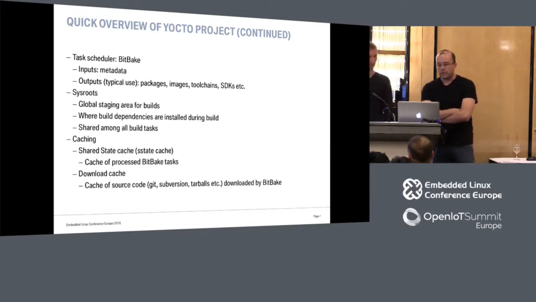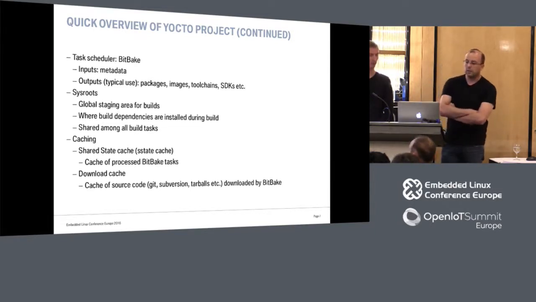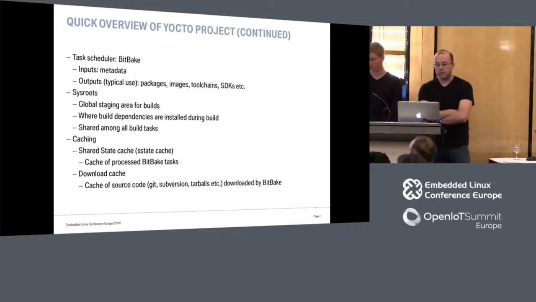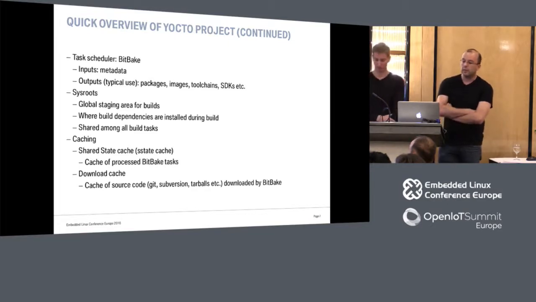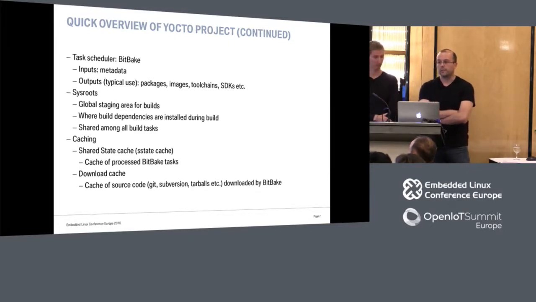One of the characteristics is the performance of bitbake. It can be really fast, but it compiles a lot. Two of the main things for performance are the shared sysroots and the caching of bitbake. We will see in the next slides that especially the shared sysroots can be a source of problems in our case.